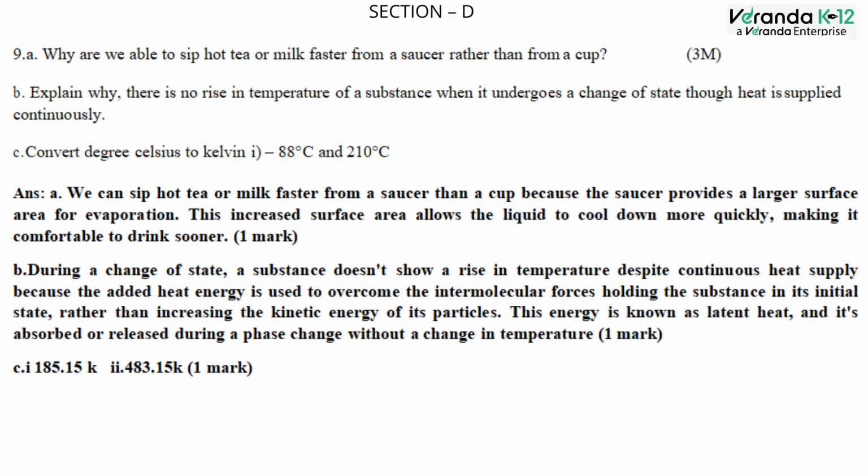Answer 9c. To convert degrees Celsius into Kelvin, we add 273 to the degrees Celsius. The first given value is minus 88 degrees Celsius, plus 273, which gives you 185.15 Kelvin. The second value is 210 degrees Celsius. 210 plus 273 gives you 483.15 Kelvin.